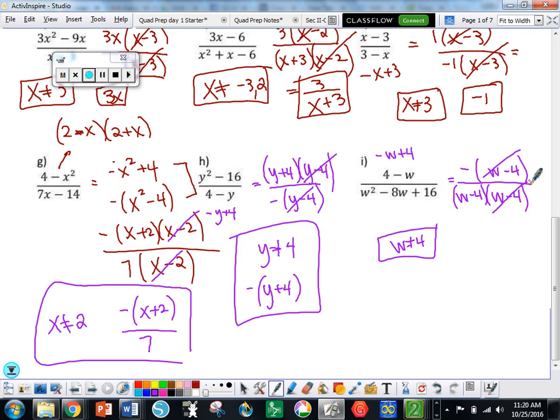You can't cancel out both the bottoms, because it's like, if you had 2 fourths, can you cancel out both of the 2s? No. So what are we left with? On top, negative 1 over, on bottom.